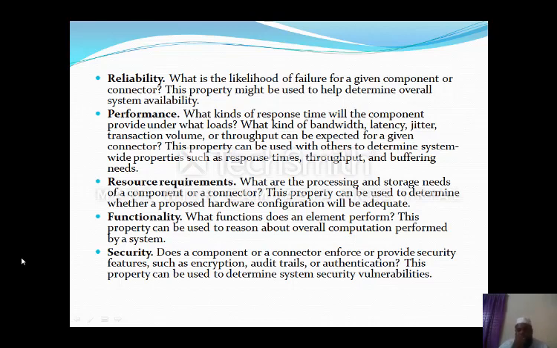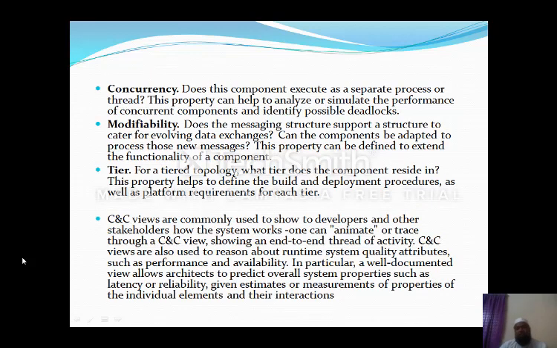This property can be used to determine whether a proposed hardware configuration will be adequate or not. Functionality. What functions does the element perform? The property can be used to reason about overall computations performed by a system. Security. Does a component or a connector enforce or provide security features such as encryption, decryption, audit trails or authentication? The property can be used to determine system security vulnerabilities.